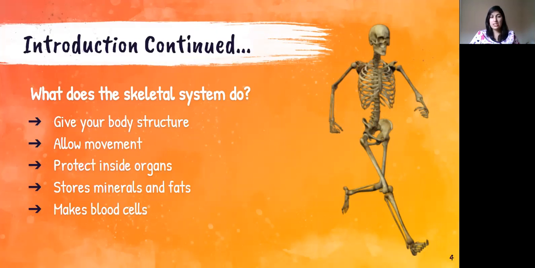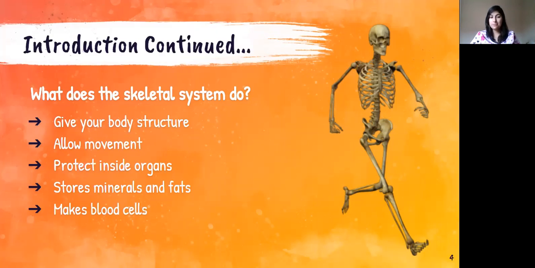Another thing the skeletal system does is that it stores minerals and fats. And you guys might be like, what? What is that? Some minerals and fats that it stores are calcium and phosphorus. Those are actually the 2 main ones. Sometimes it'll store them within your bones, and sometimes it'll release them out into your body, depending on what you actually need.